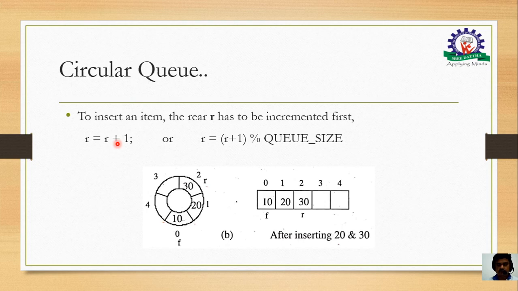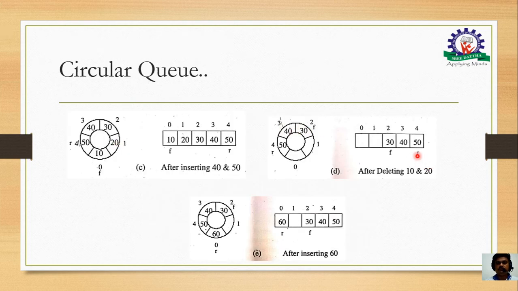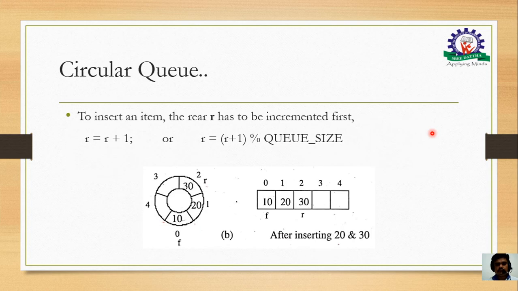So if I go for r is equal to r plus 1, you can now see r is marking at the value 4. So if I increment with plus 1, it will go for the value 5. But is there any index 5 available? No. So if I increment r whenever I am inserting an item, then this statement may lead to an error. It may point to an index value which is not available in the queue.